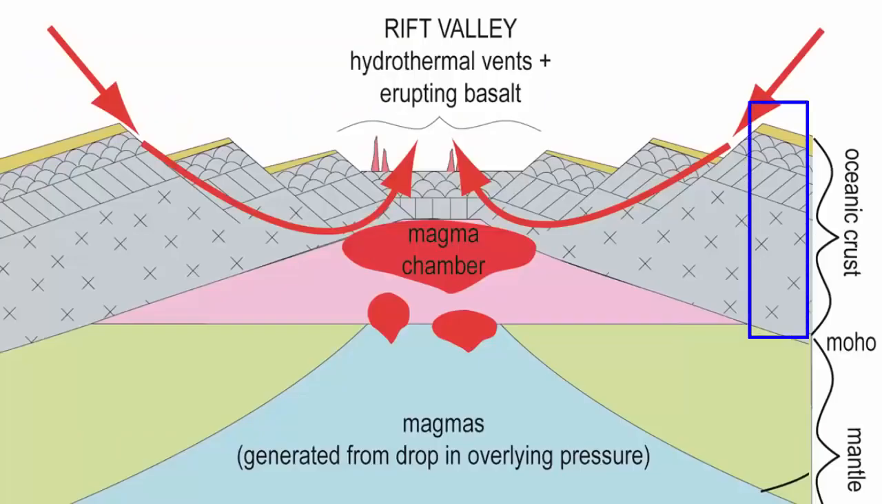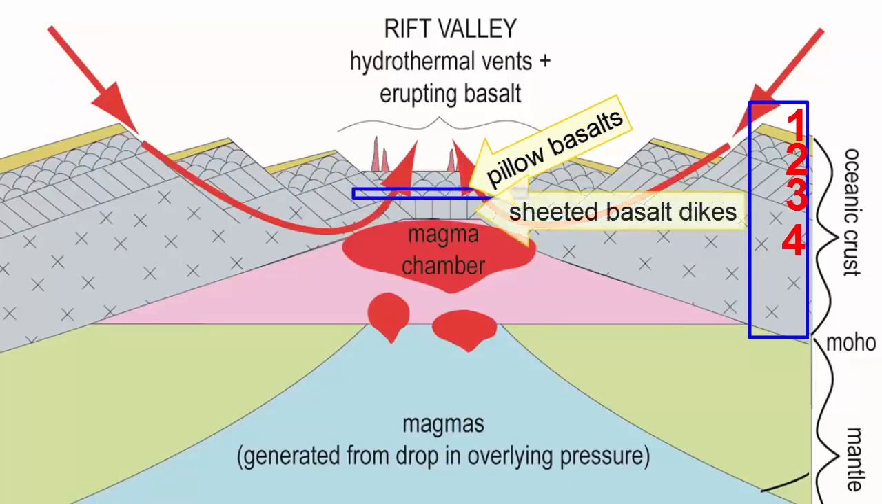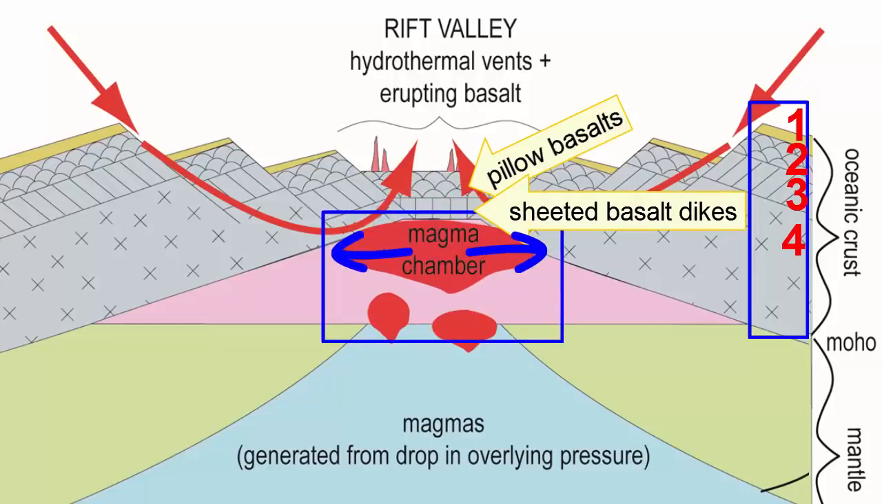The new ocean crust that forms at these ocean ridges consists of four main layers. The magma that erupts on the seafloor cools quickly under high-pressure, cold water and forms structures that look similar to hardened toothpaste squirted out of a tube. They're called pillow basalts. The cracks in the crust that fed the magmas to the surface cool to form vertical walls of basalt called sheeted basalt dikes.